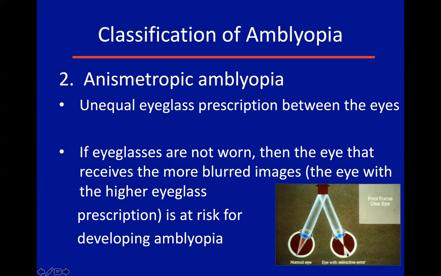So there is an unequal eyeglass prescription between the eyes. If the eyeglasses are not worn, then the eye that receives the more blurred image, the eye with the higher eyeglass prescription, is at risk for developing amblyopia. That's why we tell the mother, please, please forget what the neighbors say, what the grandmothers say, what the relatives say. The earlier the glasses are worn, in fact, we like to let them wear them before the age of 2. If they need glasses, let them wear them, because they only have until the age of 6.